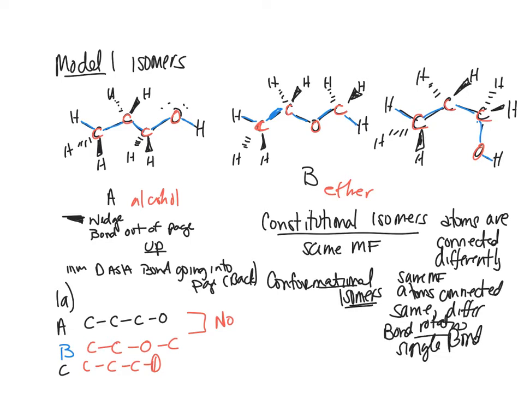Is the order of connectivity the same for B and C? No. C is also an alcohol. Is the order of connectivity the same for structures A and C? So if you look at A and C, did you write yes? Using the definition of constitutional isomers, indicate which pair in the model are constitutional isomers. So did you write down A and B are constitutional isomers?